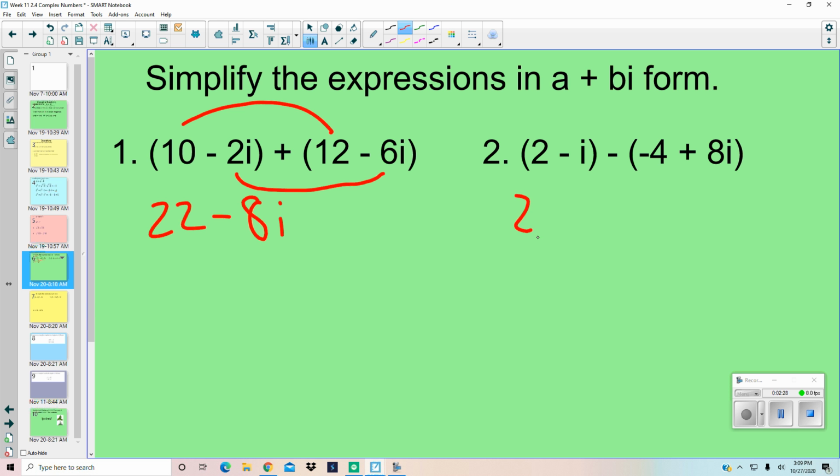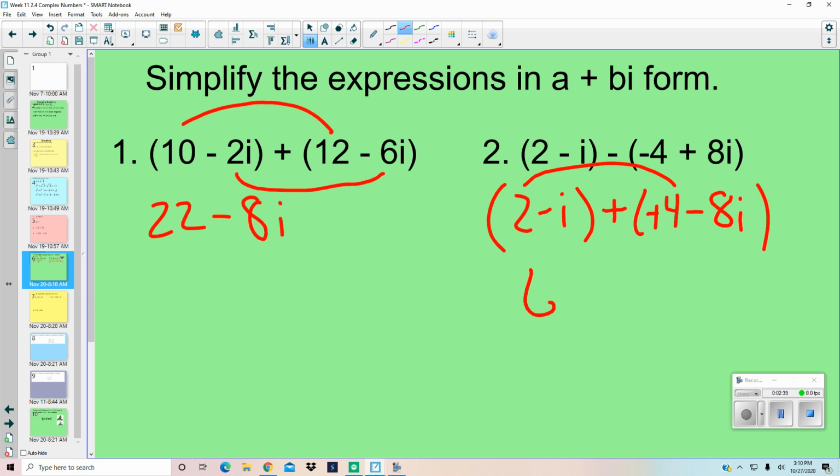When you're subtracting, you have to remember to distribute the negative. So then that's going to become a +4 and a -8i. And then you add. So this is going to give me 6 and then -9i. When you write a complex number, you write the real part first and then the imaginary part.